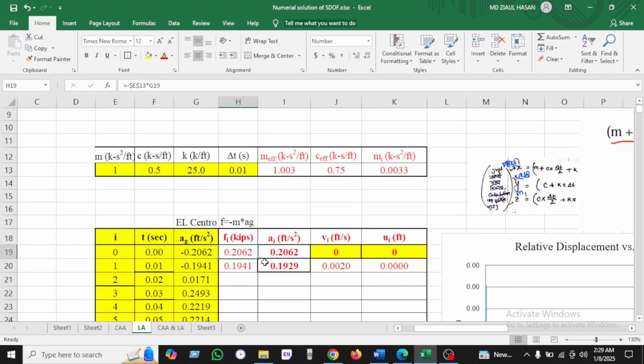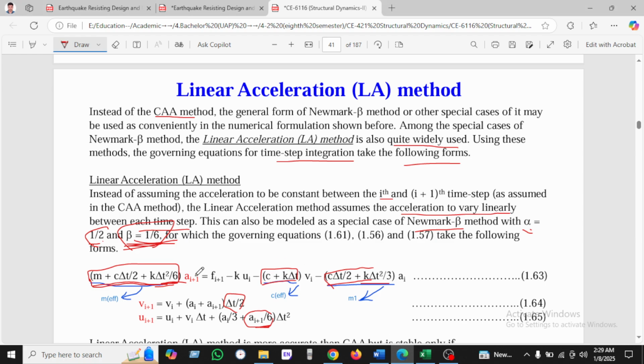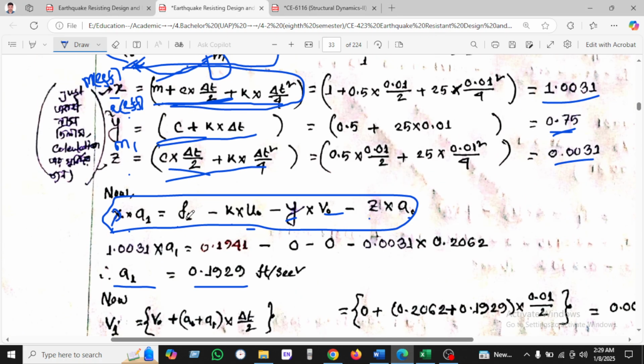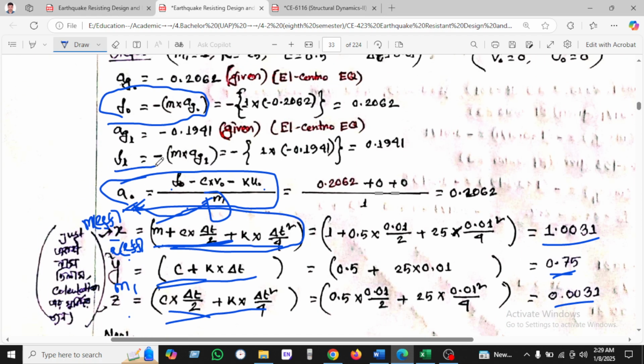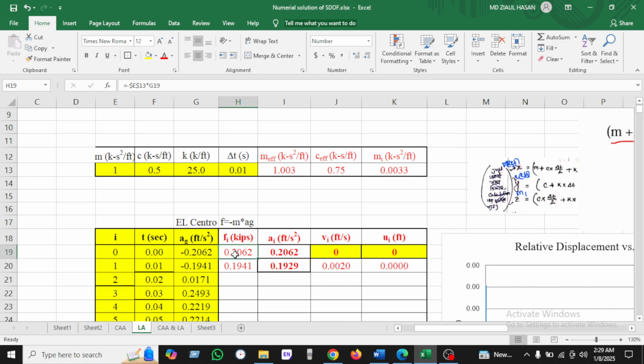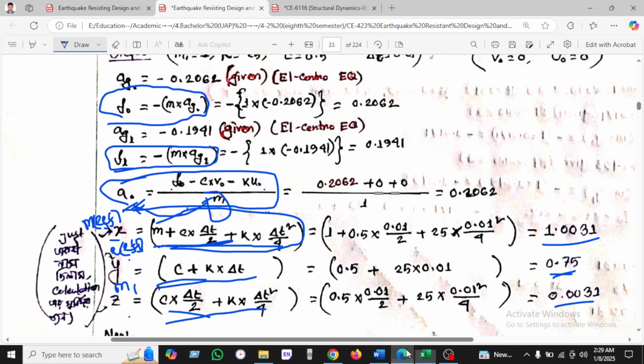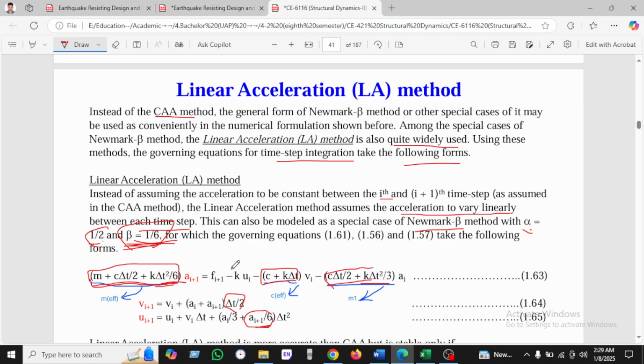And F1, I will get F1. F1 is the same as previous, force F equal to MA, which is minus MA, so M into A. M is given here, and A is given here. So in this way I found it. And A1, I will get A1. A naught is found from this equation. We know F naught minus K, C, B into K minus 1.